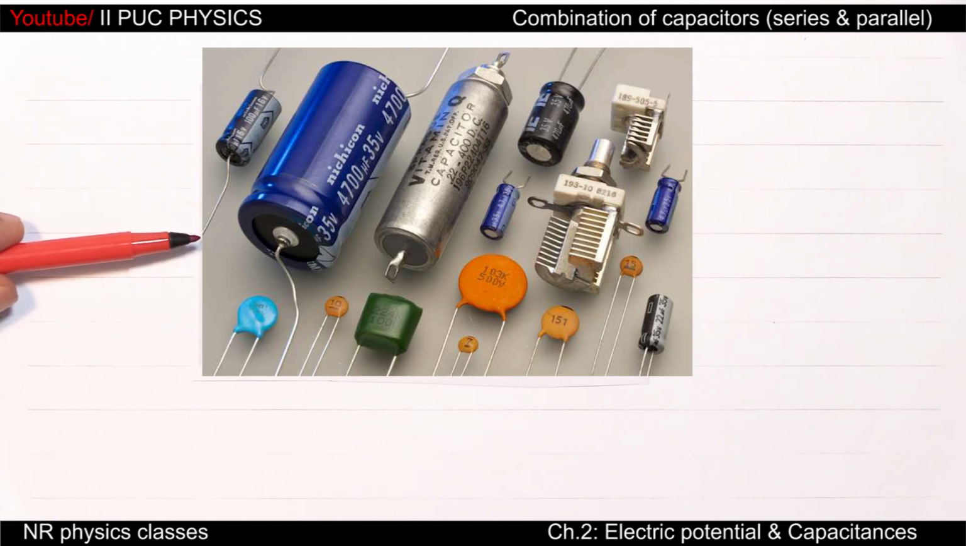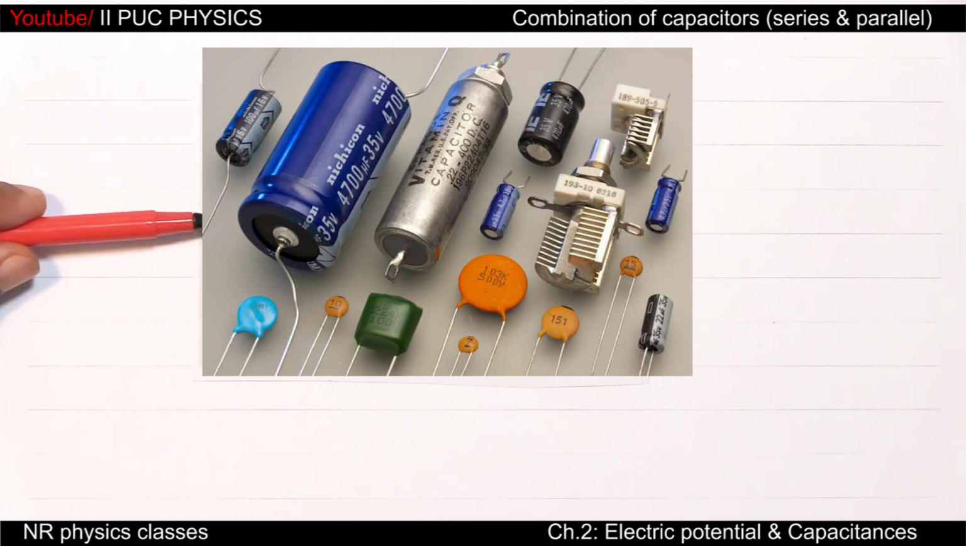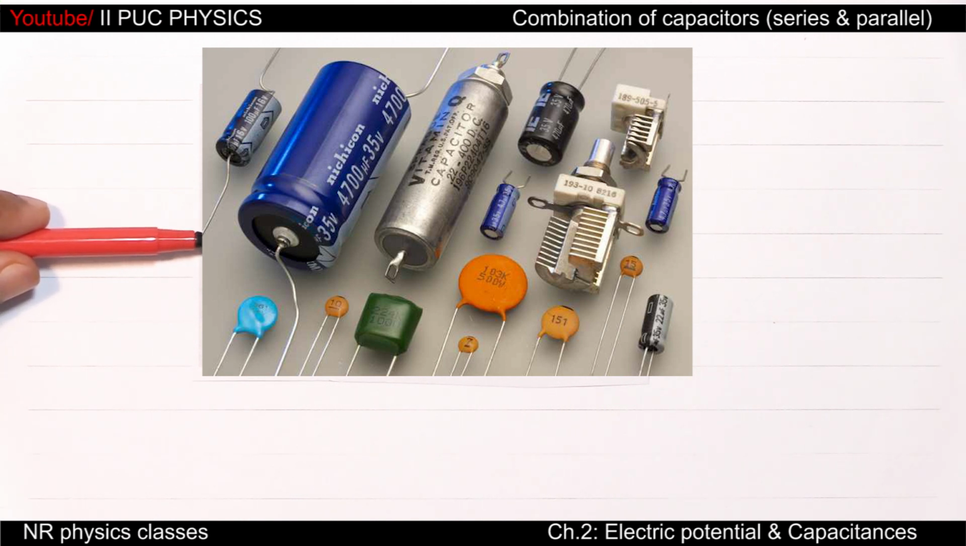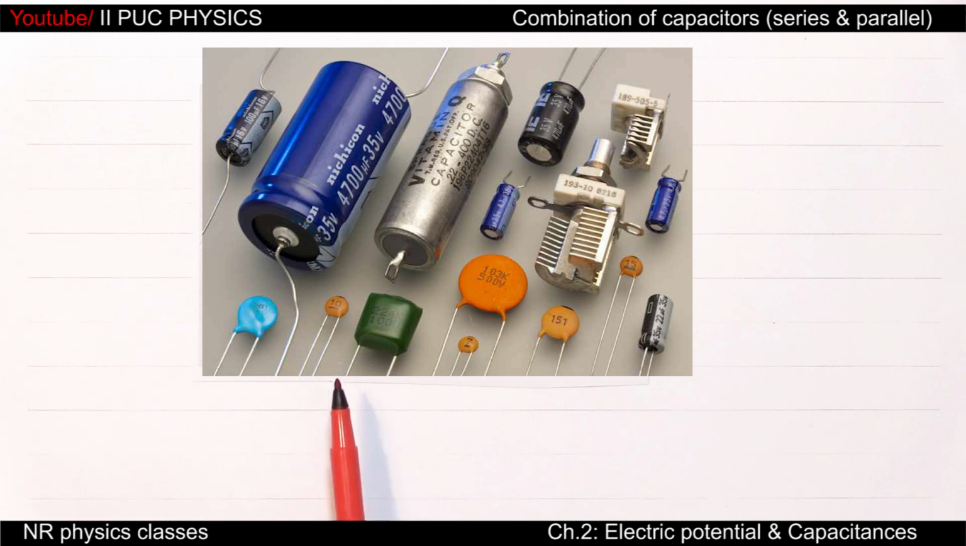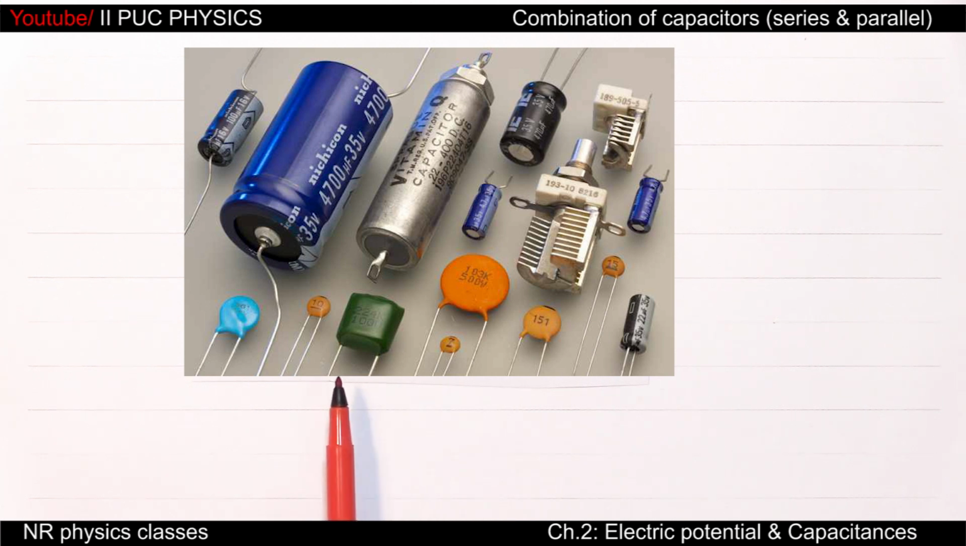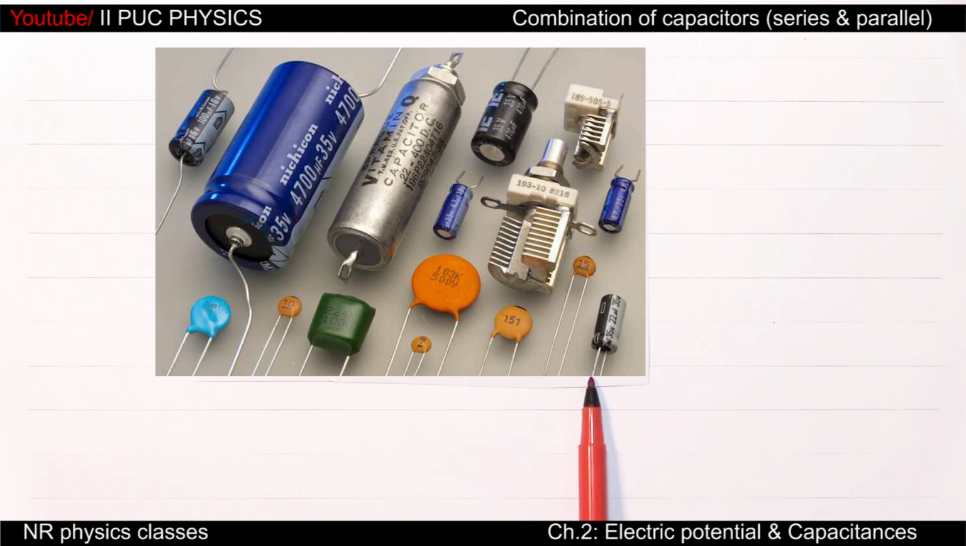This is an electrolytic capacitor. It is also called an aluminum electrolytic capacitor. Cylinder type, and polarity is mentioned. Tolerance voltage is also mentioned. This is a carbon film capacitor. Ceramic capacitor, carbon film capacitor, electrolytic capacitor.